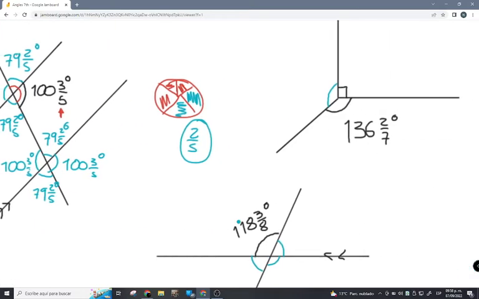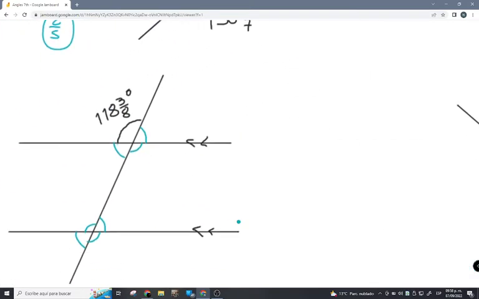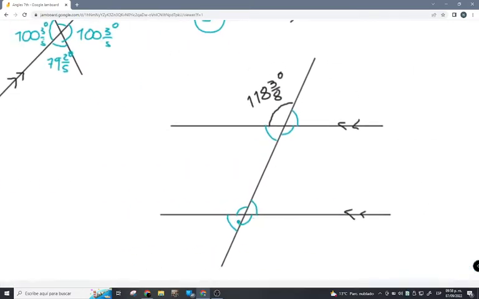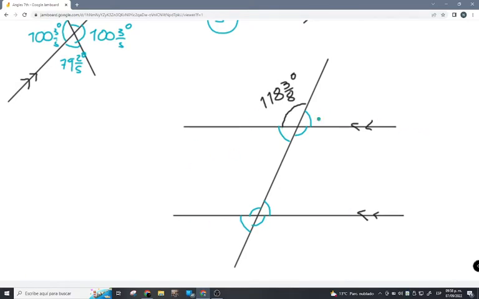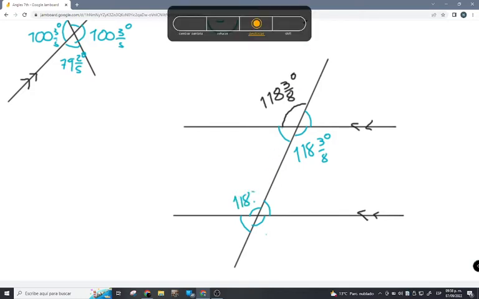Okay, let's see this one, which is a similar exercise. You have two parallels intersected by a transversal line, and you need to find the missing angles. Well, you already know this angle, the opposite, is the same measure, and these other two, which are in the same position, also have the same measure.